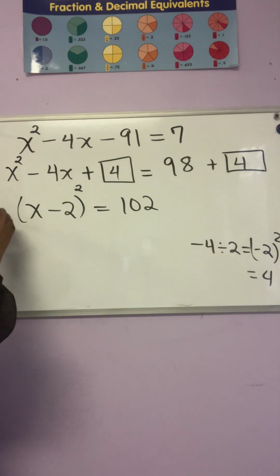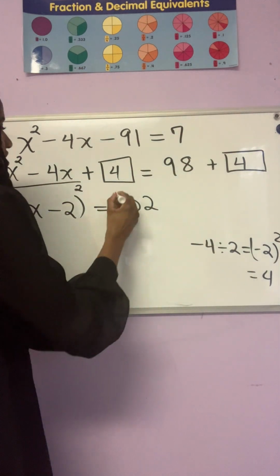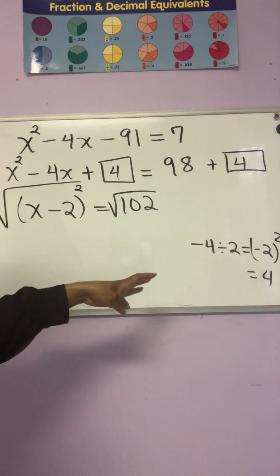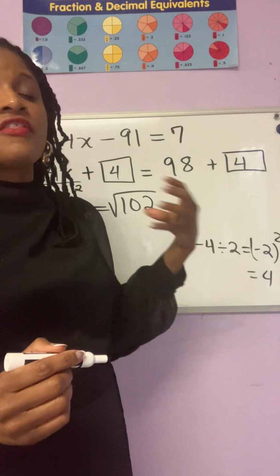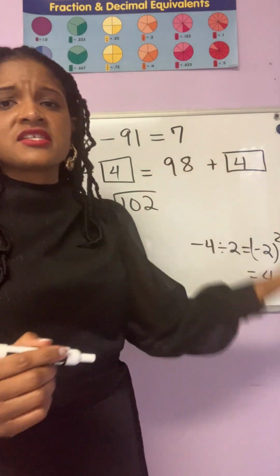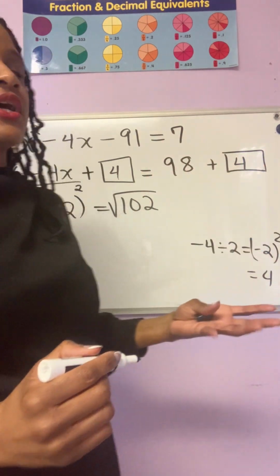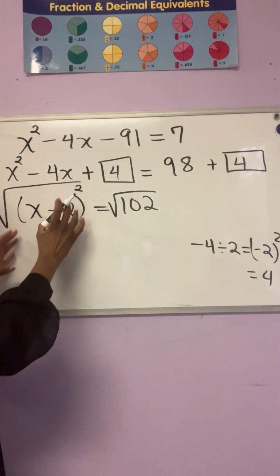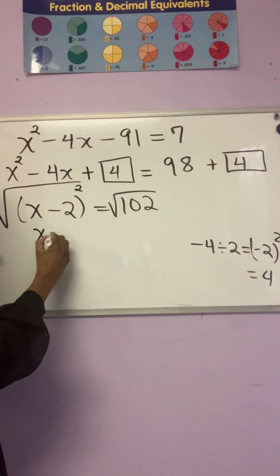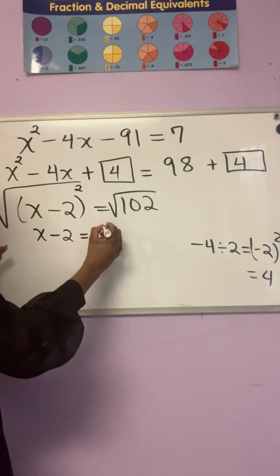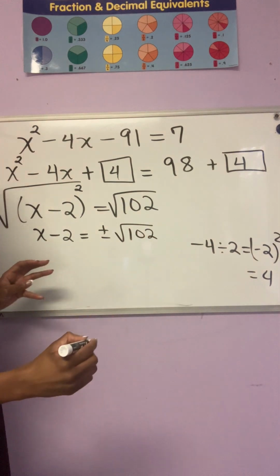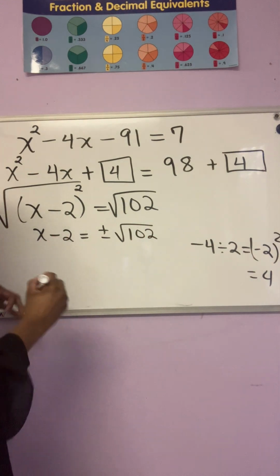And now we're going to take the square root. With this one, 102 cannot be broken down. It's not a perfect square. All the other ones we did before, I think we had 64, we had 1. Those were perfect square numbers. This is not a perfect square. So the x minus 2 to the second power, when you take the square root of it, you still have x minus 2. But 102 cannot break down anymore. So we're just going to leave it like that.